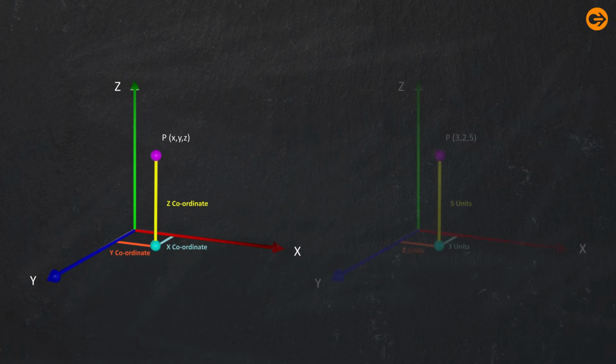In this figure, we can see the point has coordinates P(3, 2, 5), as the point x is 3 units left, y is 2 units right and z is 5 units up from the origin.